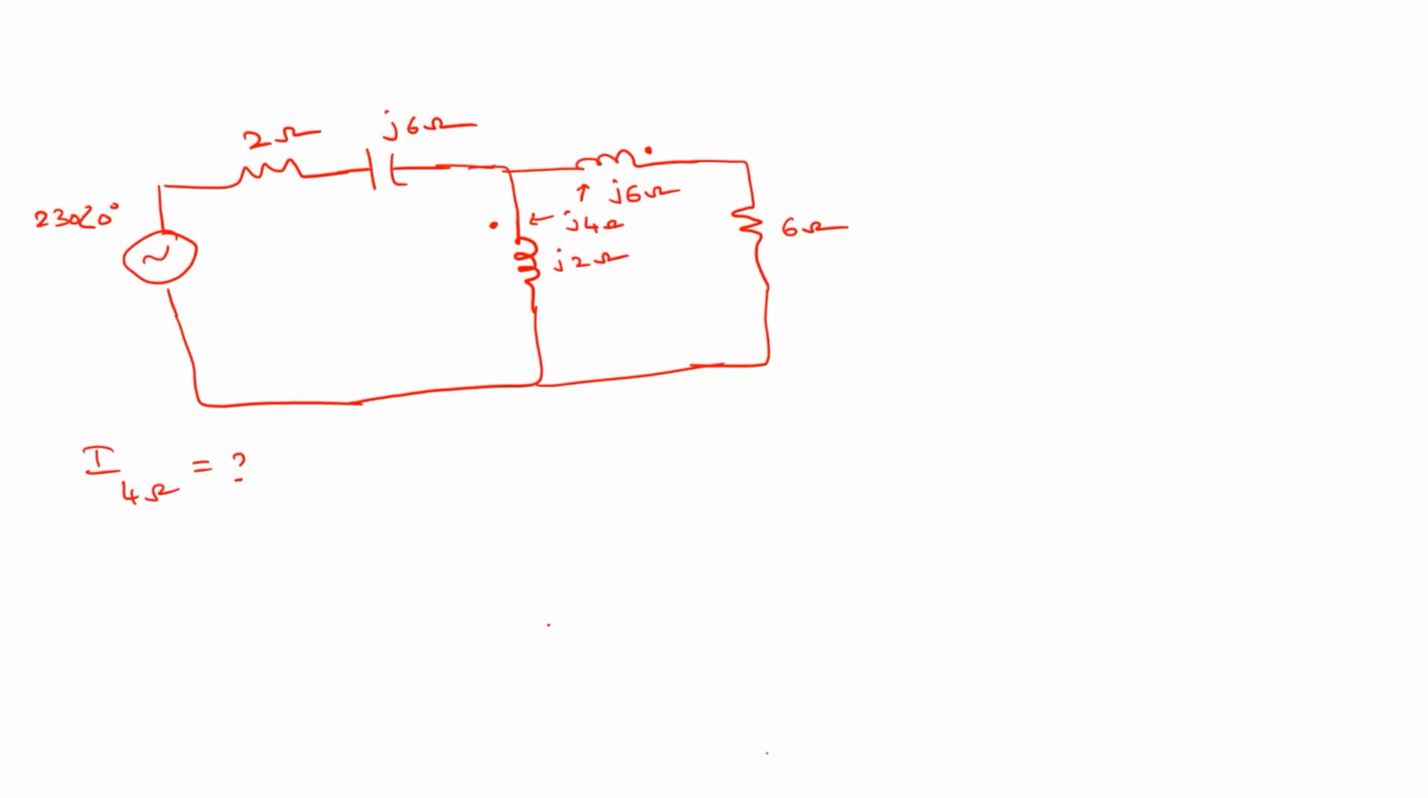Sir, where is the 4 ohm resistor in this circuit? Sorry, 2 ohm. This is the first resistor, 2 ohm. One is the mutual inductor. Which one is the reactance of the mutual inductance? J4, no? This is j2, self-inductance. This is the middle one. That is j4. Okay.